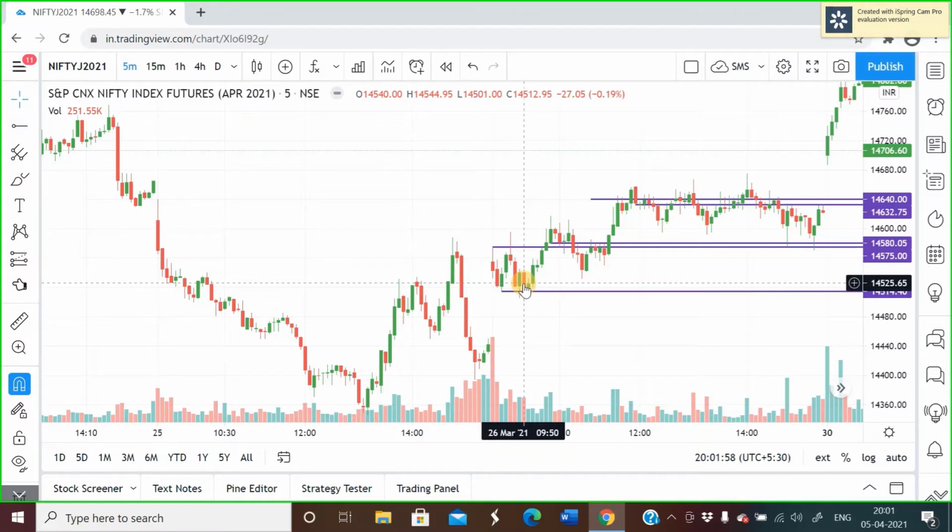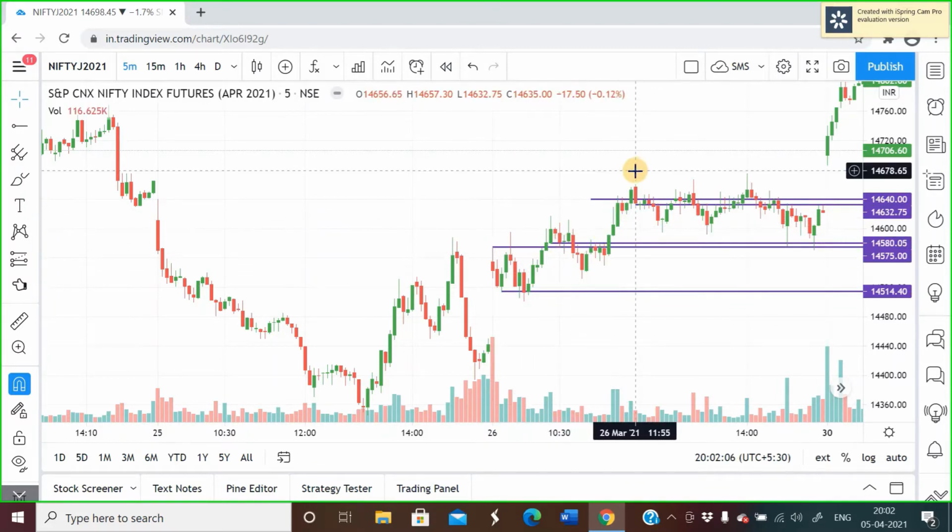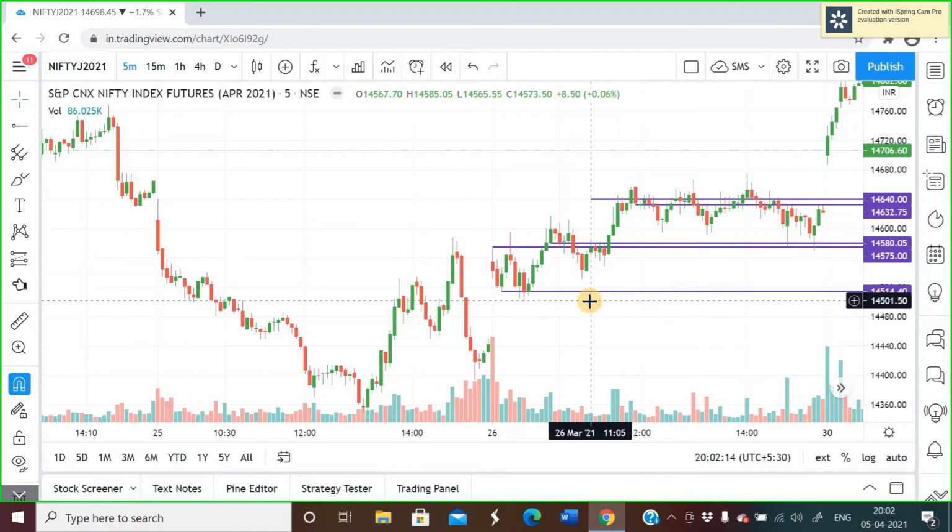In case of options, people will enter here probably seeing this kind of a structure, and in this case at least you can see that it moved beautifully up. But had it moved in a zigzag fashion for a lot more time, for a futures trader the stop loss is fixed, right? But for an option trader the premium decay is happening. So that's the difference of trading in options and futures.